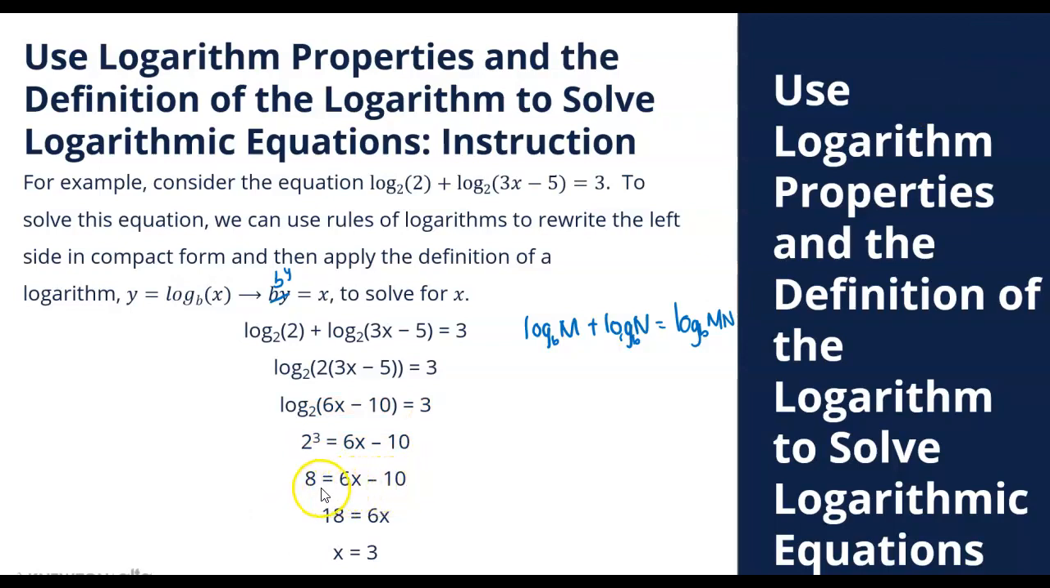We isolate x by adding 10 on both sides. So you add 10, and this cancels out on the right. Then if you add 10 to the left, that gives you 18. So 18 is equal to 6x. After that, you divide both sides by 6 to get x. Therefore, x is equal to 3.